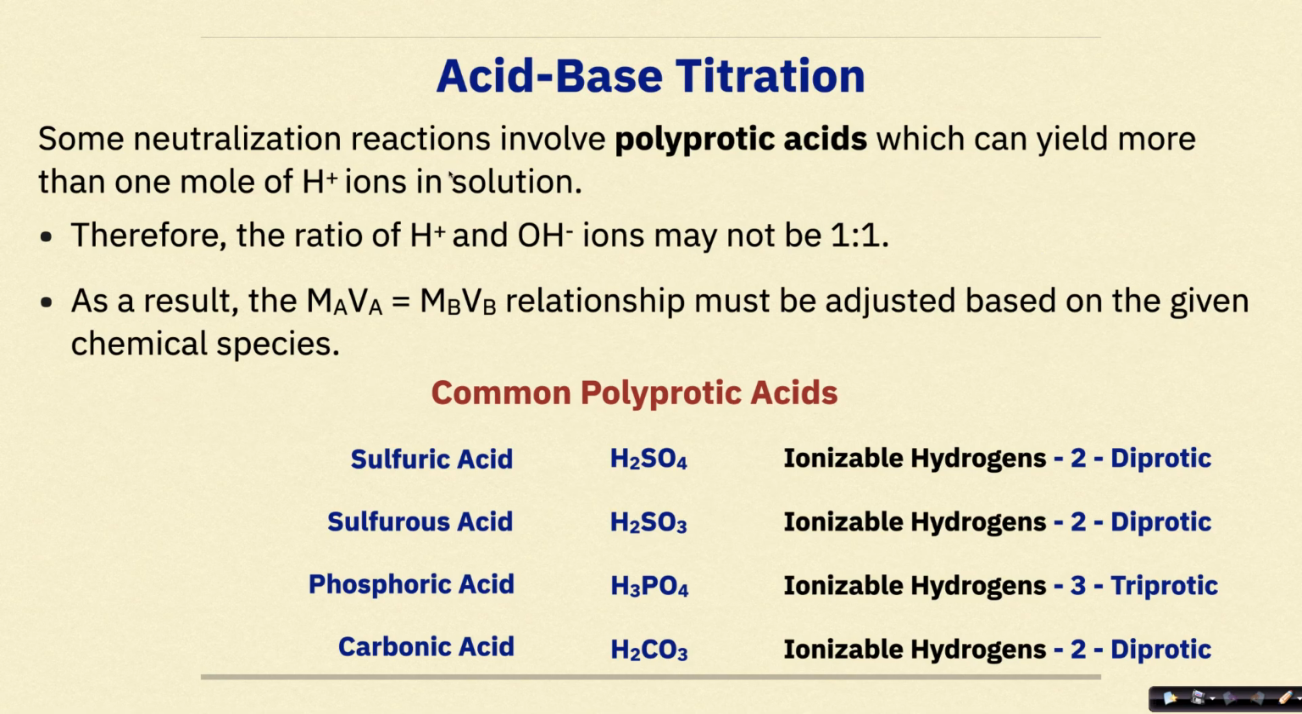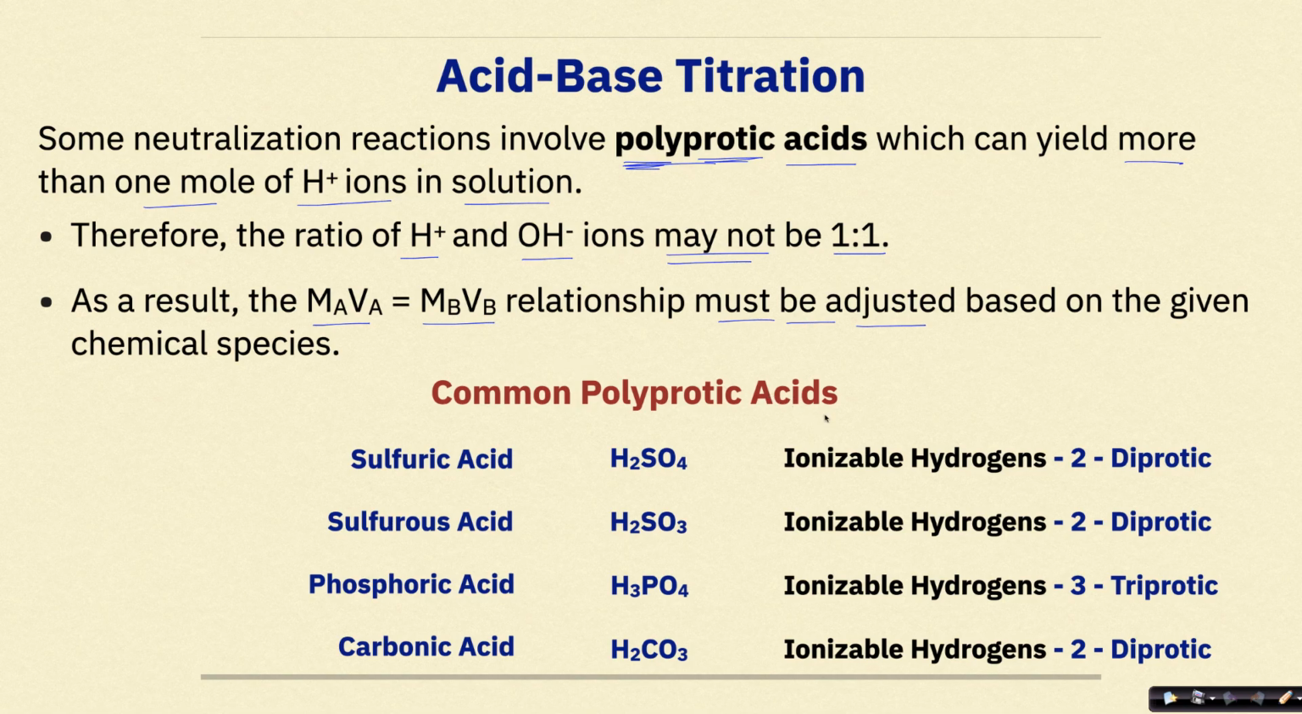Some neutralization reactions involve polyprotic acids. Remember, poly means many and protic means proton, so we relate that back to acids, which can yield more than 1 mole of hydrogen ions in solution. Therefore, the ratio of hydrogen ions and hydroxide ions may not be 1:1. As a result, the MAVA is equal to MBVB relationship must be adjusted based on the given chemical species.